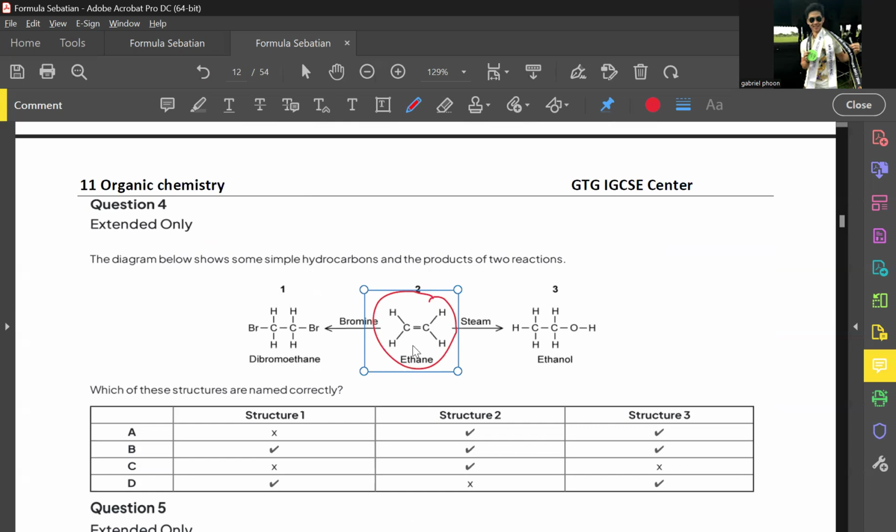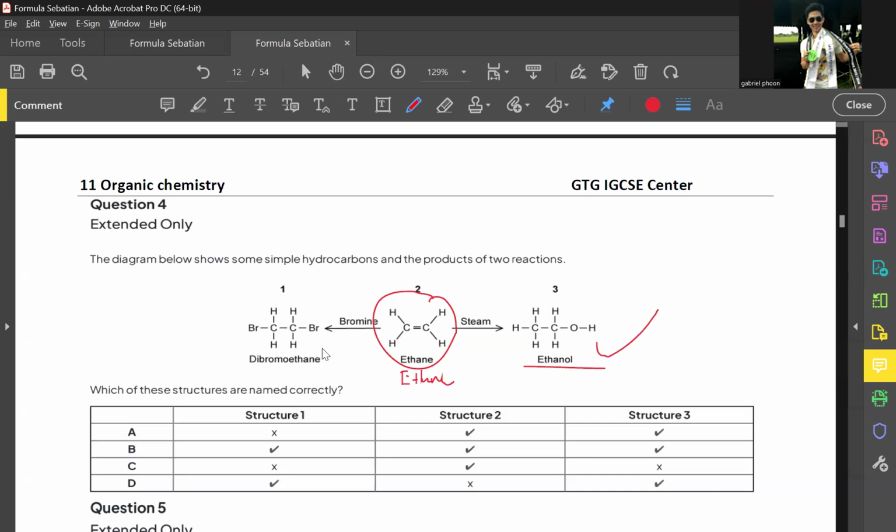Yeah, I mean the name of this alkene. Yeah, it's ethene, guys. All right, this one correct? Ethanol? Yes? No? Yes or no? Yes, for sure.